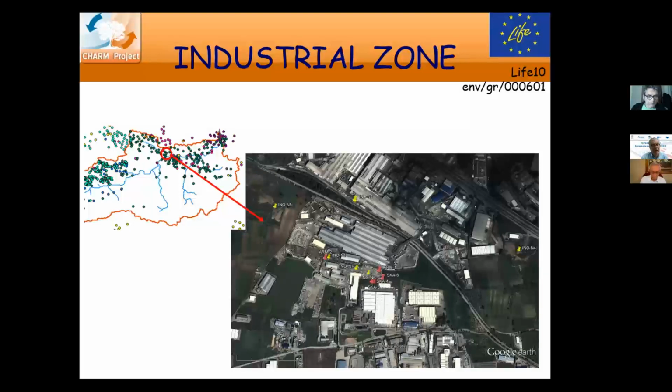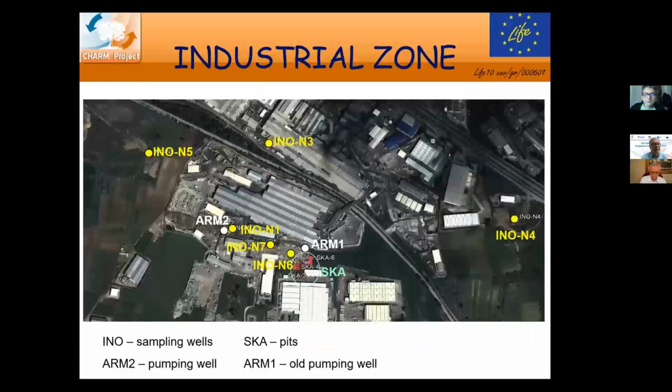This is an air photo of the area of study, the industrial area. We had several sampling wells. The INO is the sampling well. We found some existing wells that were in the area, but we also found some pits indicated by SKA, which were a few meters long, and very few meters in depth.